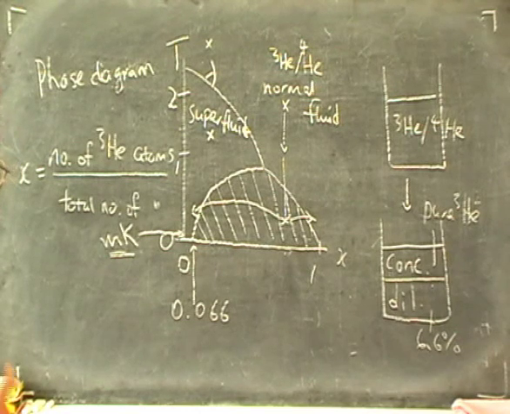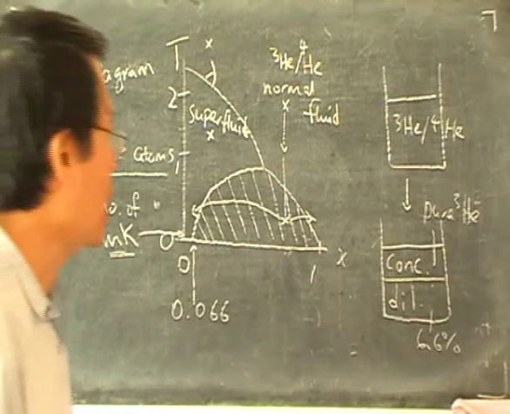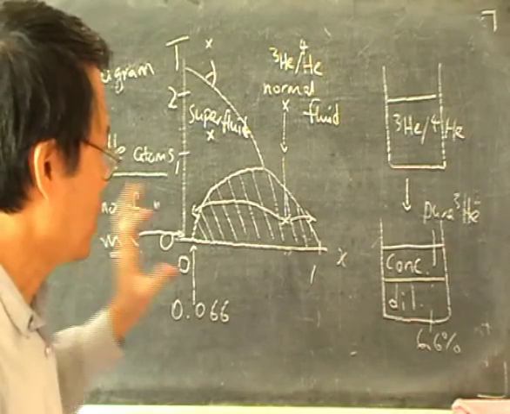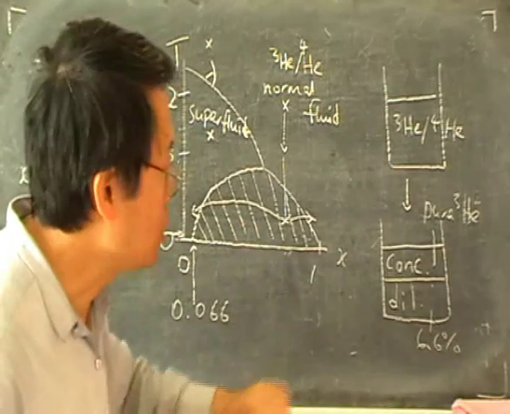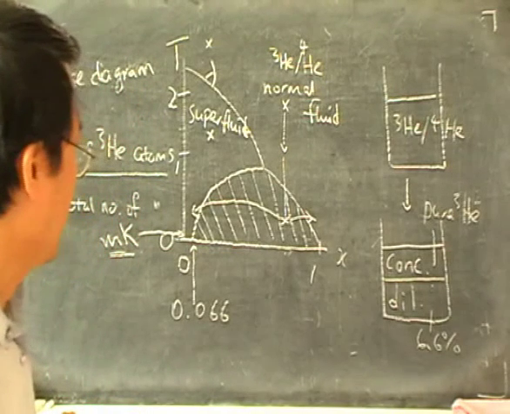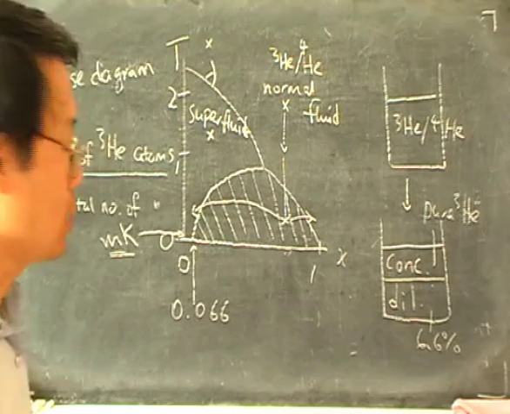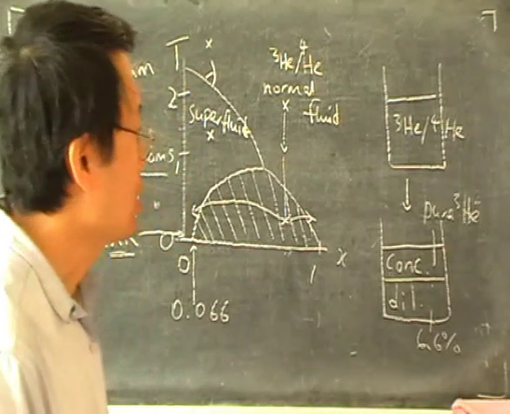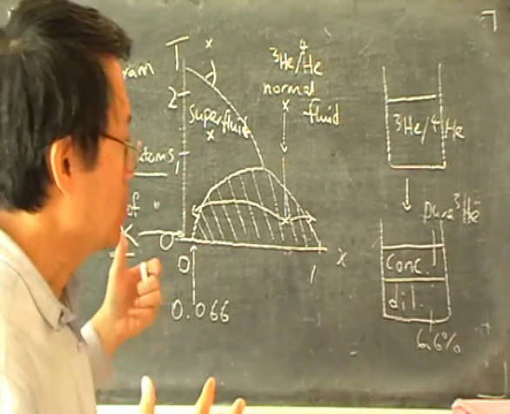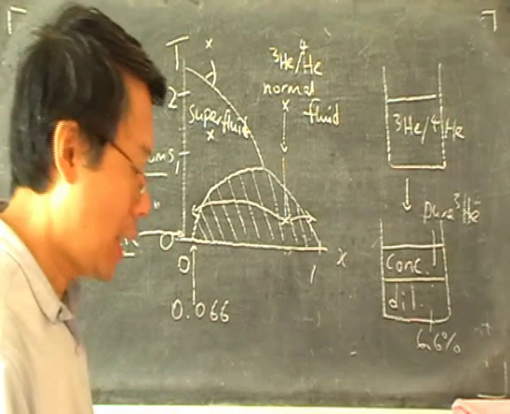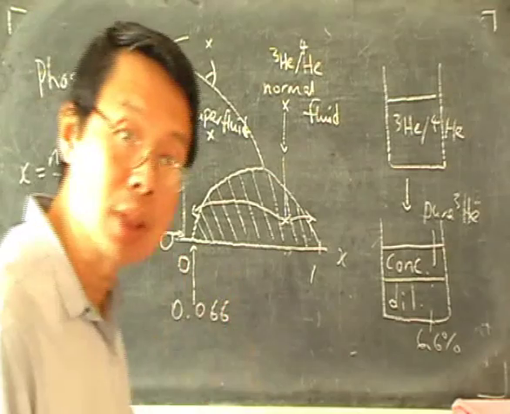Okay, so what I've done is I've described how we can produce this system. The next thing that we need to look at is we need to start thinking about why this system can cool things down.